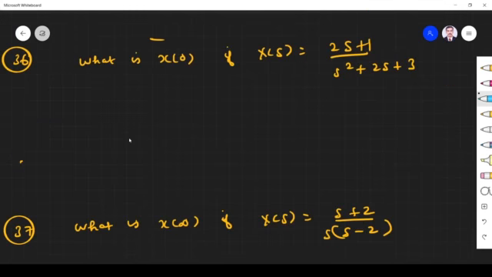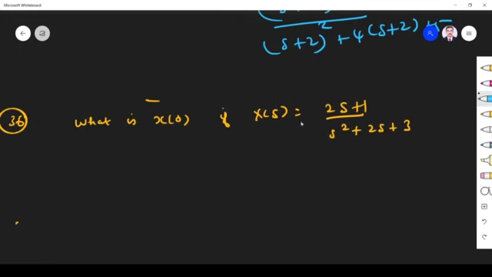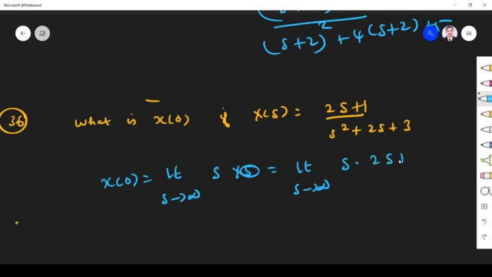Next one, what is x of 0 if X of s is equal to this one? We know x of 0 is given by the limit as s tends to infinity of s into X of s. So limit s tends to infinity of s into 2s plus 1 divided by s squared plus 2s plus 3.